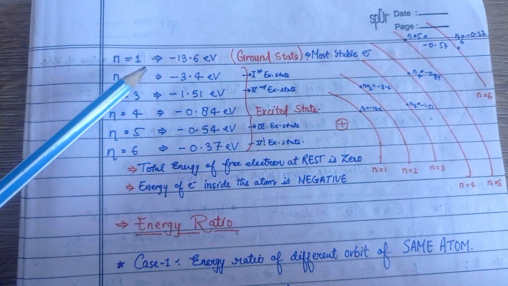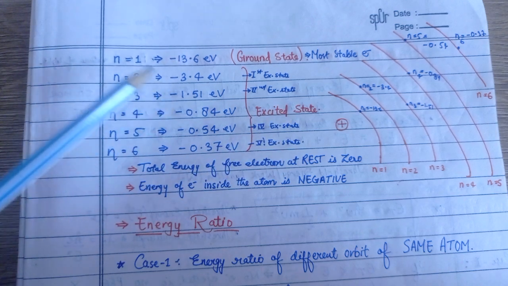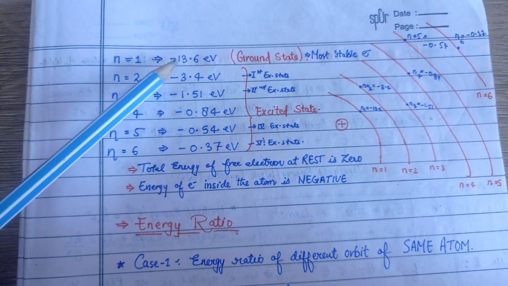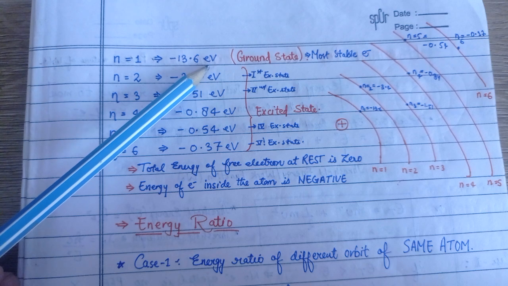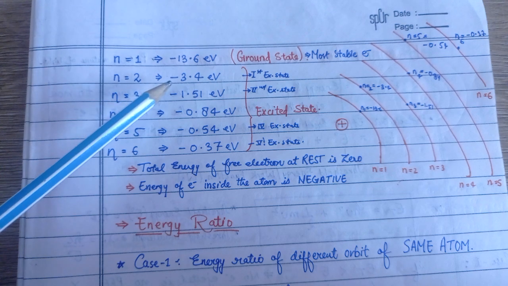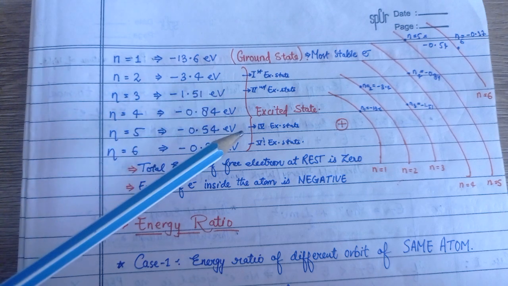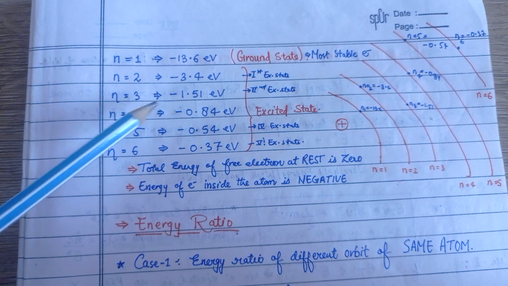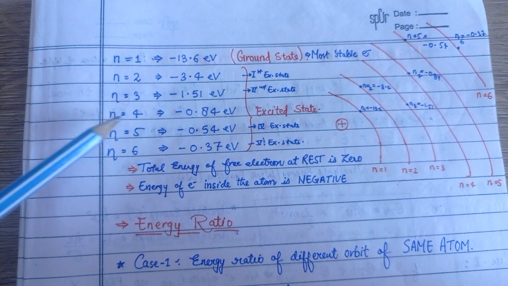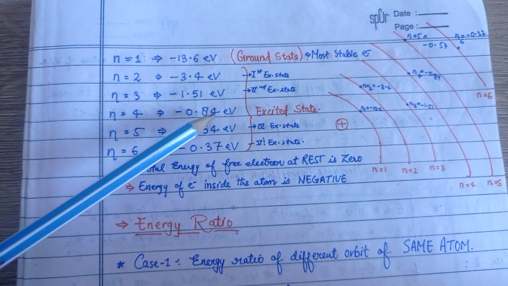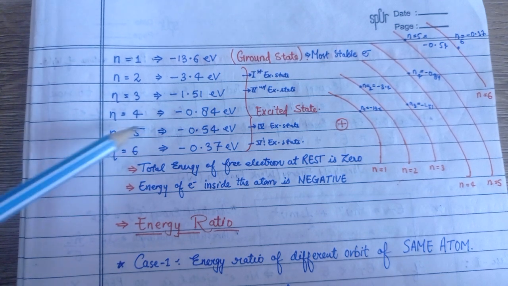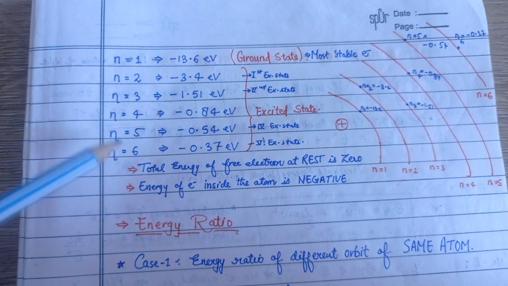Okay, I request you all to write all these values. When the electron is present in the first orbit, the energy of that electron will be minus 13.6 electron volt. The unit is electron volt, remember. N equal to 2: minus 3.4 electron volt. N equal to 3: minus 1.51 electron volt. N equal to 4: minus 0.84 electron volt, and so on. I request you to remember the values up to 4 only.